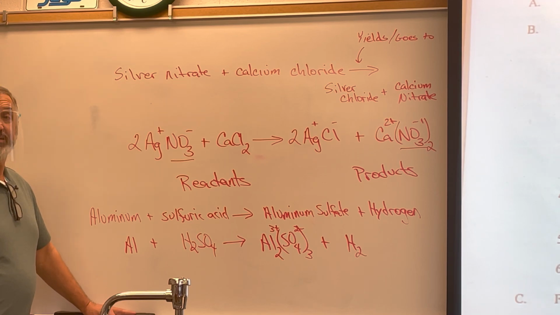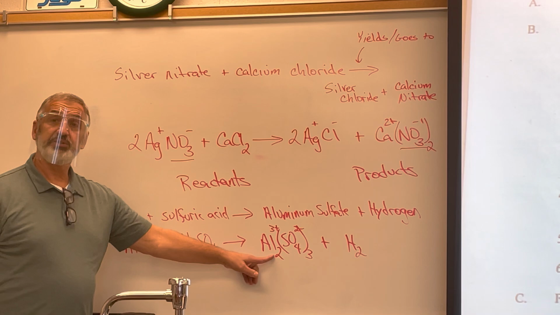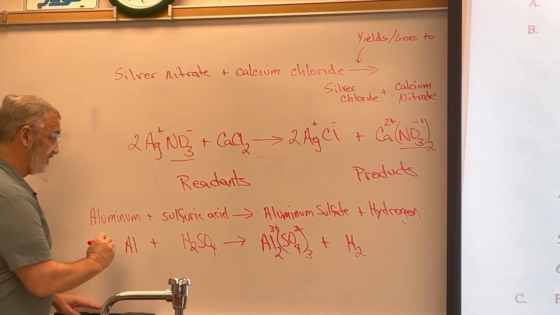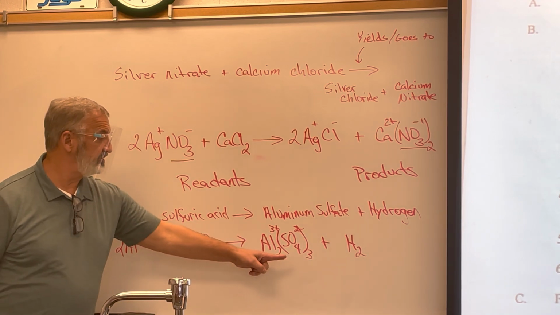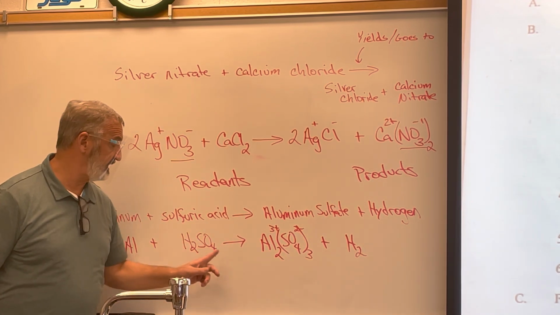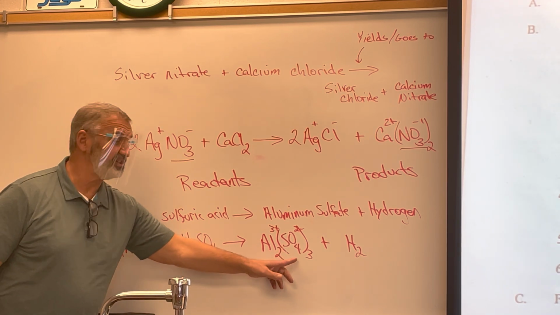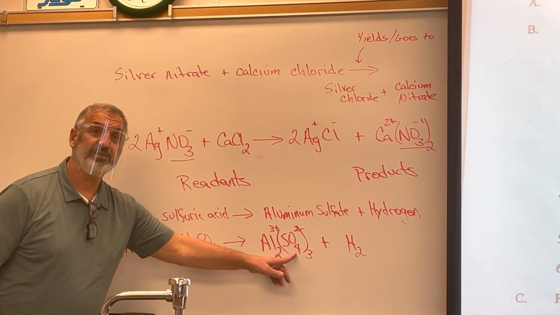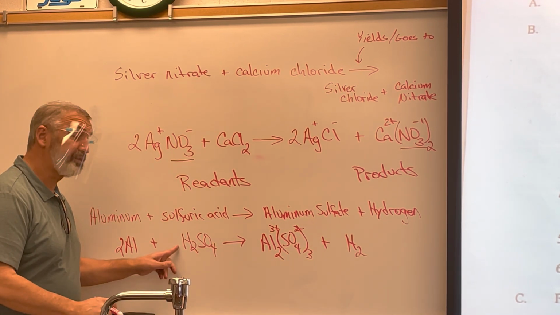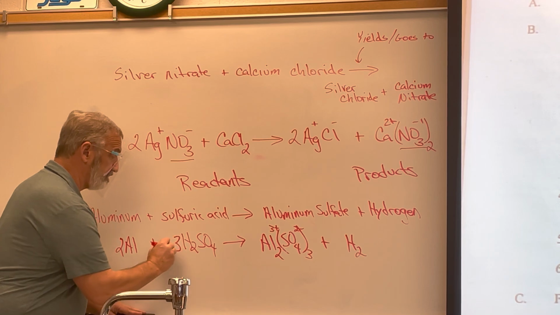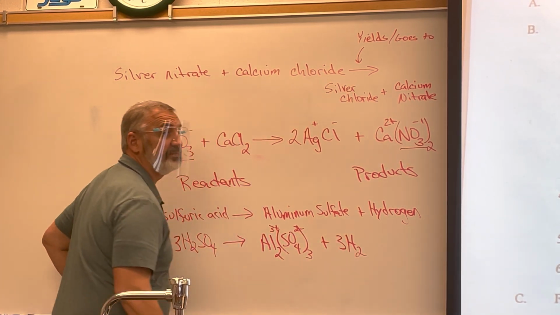So now we have to balance this. 1 aluminum, 2 aluminum. I got to put a 2. 2 hydrogens, 2 hydrogen, but I have 3 sulfates. Notice the SO4 is not changing, so I don't have to do sulfur and oxygen by themselves. I can just do 3 sulfates. So what do I do? Put a 3 out in front here. That means I had to put the 3 on the hydrogen. That's exactly right.